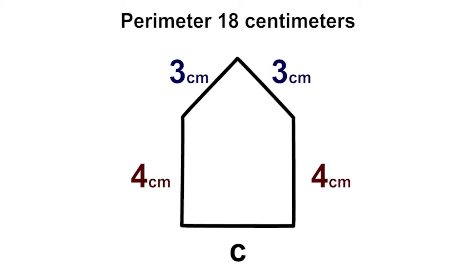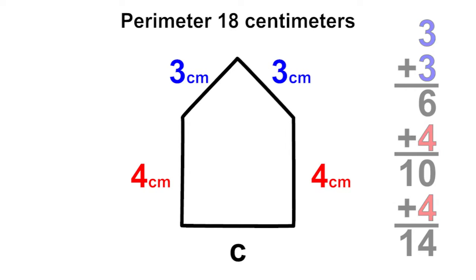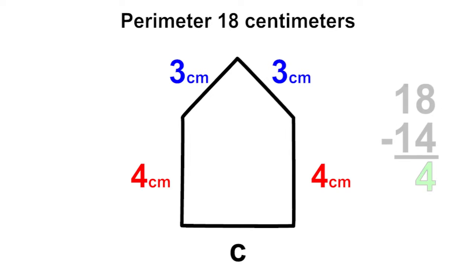Now I will total the four sides that are labeled. 3 plus 3 is 6, plus 4 is 10, and the other 4 makes 14 centimeters. Now I will take the perimeter and subtract the total. 14 centimeters taken from 18 centimeters leaves 4 centimeters for the missing C side length.